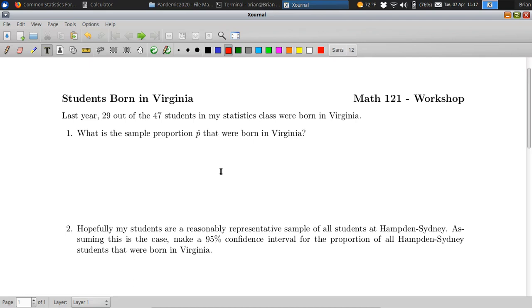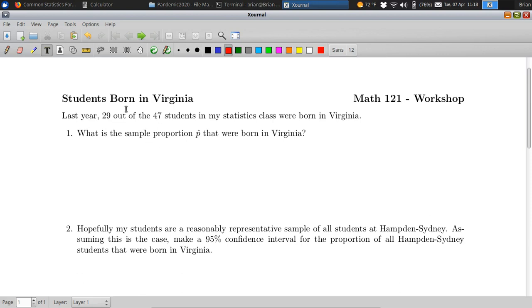Okay, today we're going to look at how to make a confidence interval for a proportion. And in this situation I've got a sample of 47 students. This was actually my class from statistics last year. And of those 47, 29 of them were born in Virginia. And so I want to take this sample proportion and try to figure out, based on this one little sample, what is the true percentage of all Hampton-Sydney students who were born in Virginia.